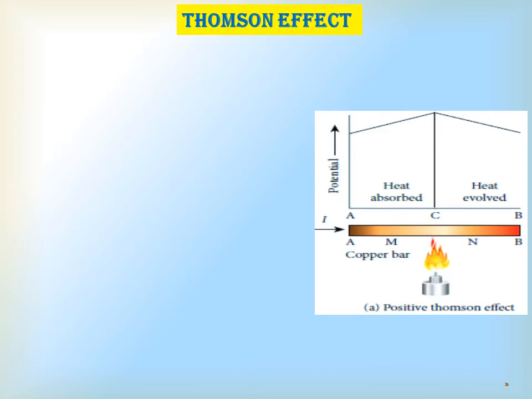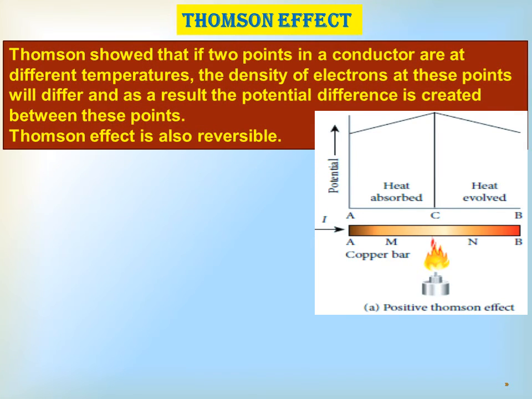Now the last one, the Thomson effect. Thomson showed that if two points in a conductor are at different temperatures, the density of electrons at these points will differ, and as a result a potential difference is created between these points. The Thomson effect is also a reversible effect.